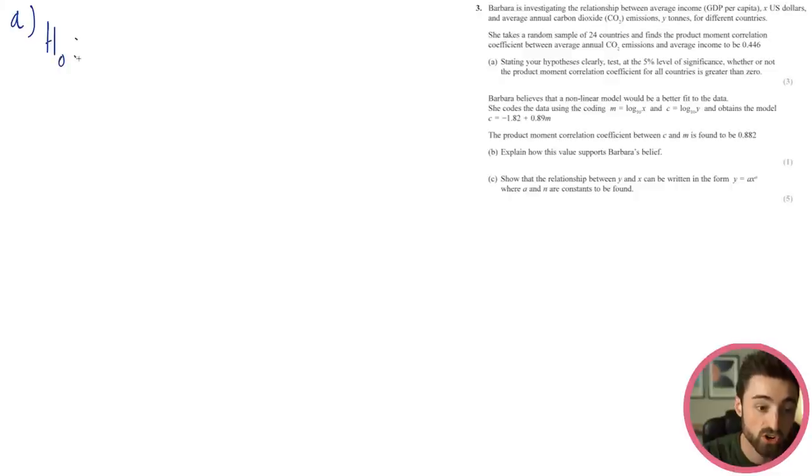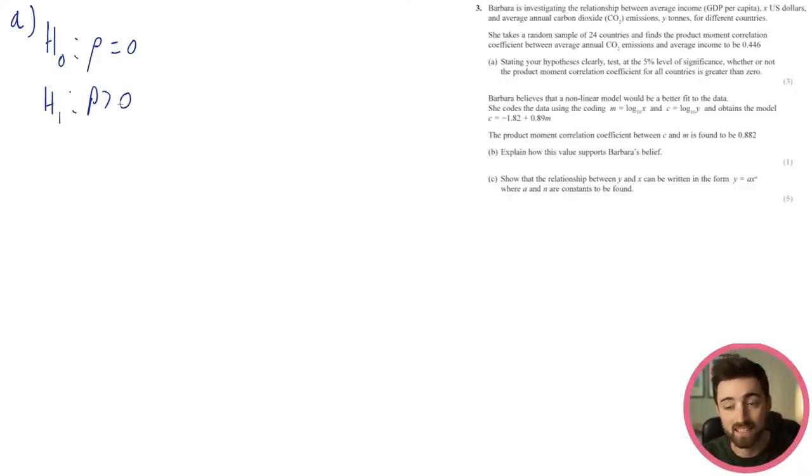So the null hypothesis. Look at what we're testing for here. It says whether or not the product moment correlation coefficient is greater than zero. So the product moment correlation coefficient is this rho. So if we're testing whether it's greater than zero, the null is just going to be that it's equal to zero. And then my alternative, my H1, is going to be that it's greater than zero, because that's what I'm testing.